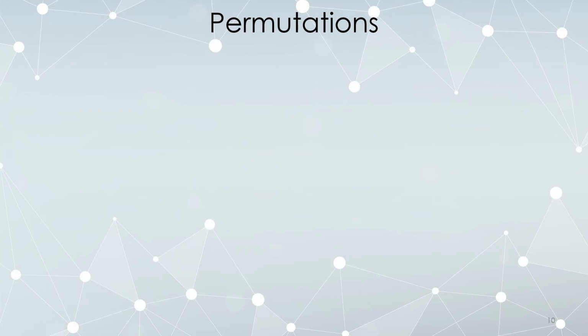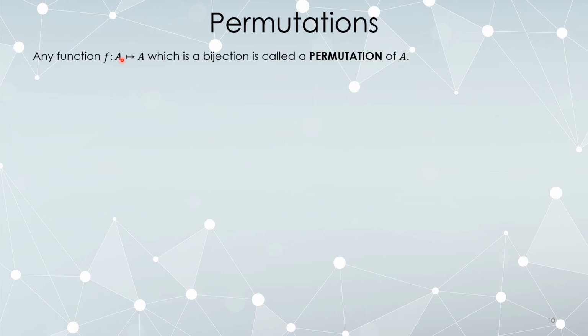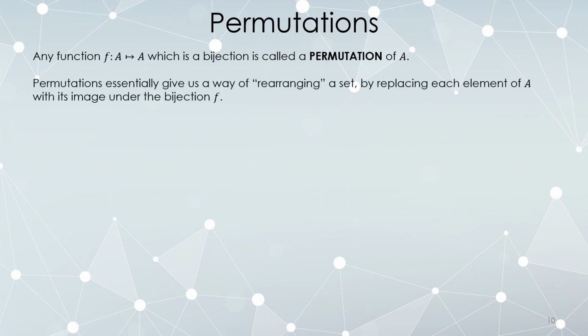Moving on in our study of functions, permutations. Any bijection from a set to itself is called a permutation. So remember, a bijection just has to be injective and surjective. Now we're also adding on that the domain and codomain are the same set. So this is a bijection from a set to itself. That's called a permutation.